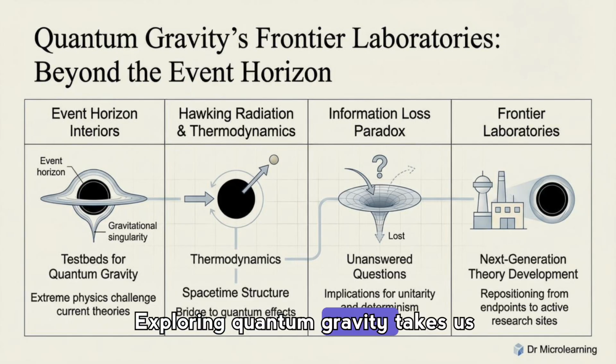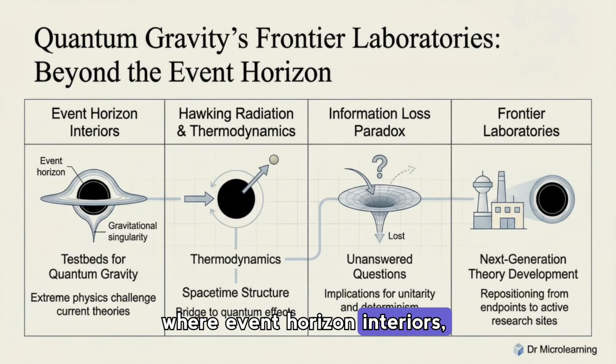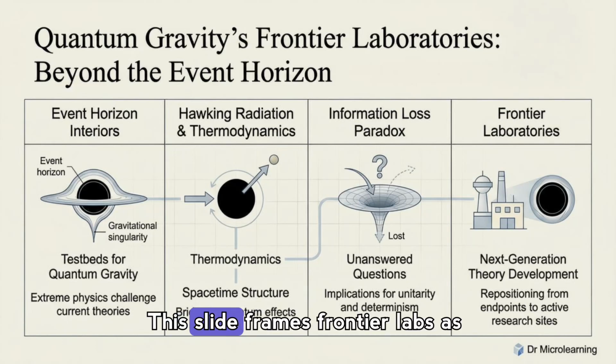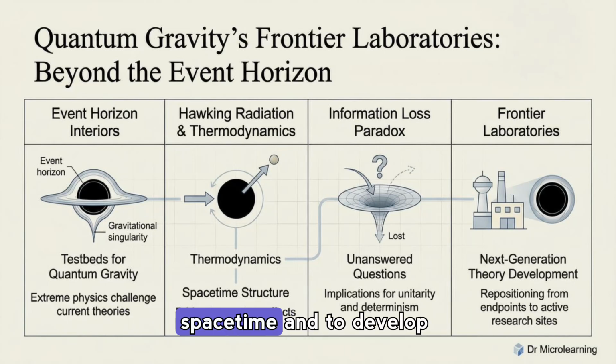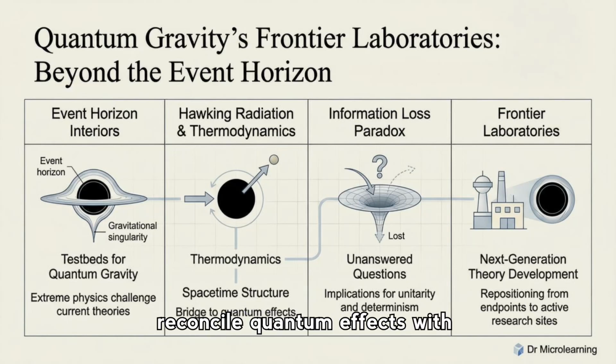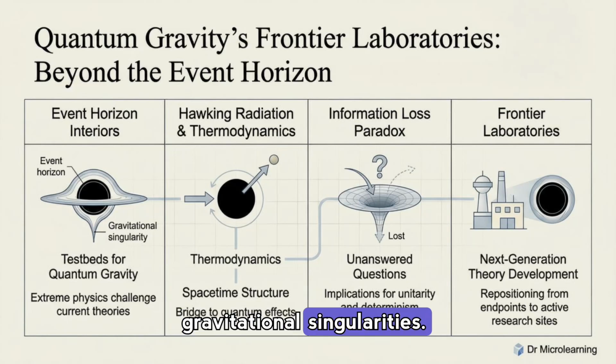Exploring quantum gravity takes us beyond horizons into extreme tests where event horizon interiors, Hawking radiation, and information loss raise fundamental questions. This slide frames frontier labs as places to probe thermodynamics of spacetime and to develop next-generation theories that reconcile quantum effects with gravitational singularities.